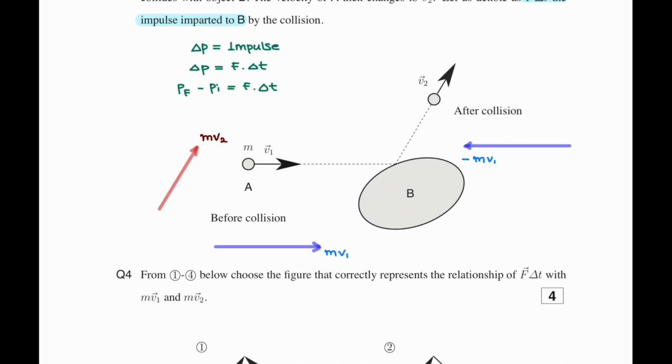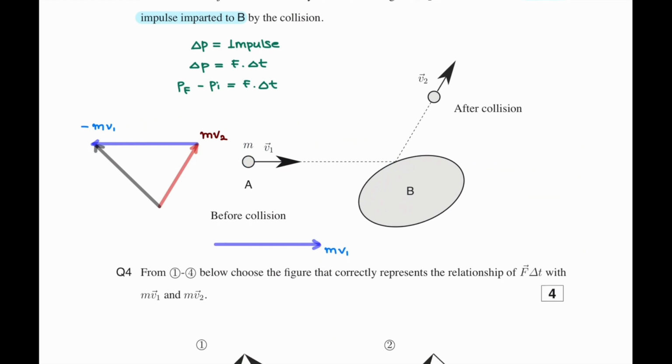So this is our final momentum minus initial momentum. Then the resultant of P final minus P initial, which is the resultant of this vector diagram, is F delta t. So my F delta t, or the resultant, is this one. This is F delta t.